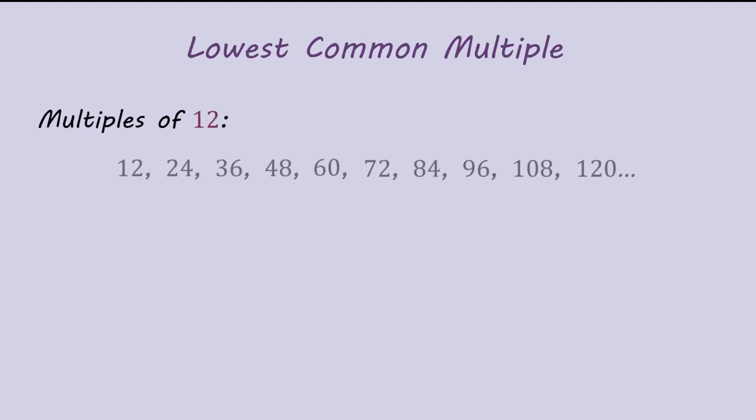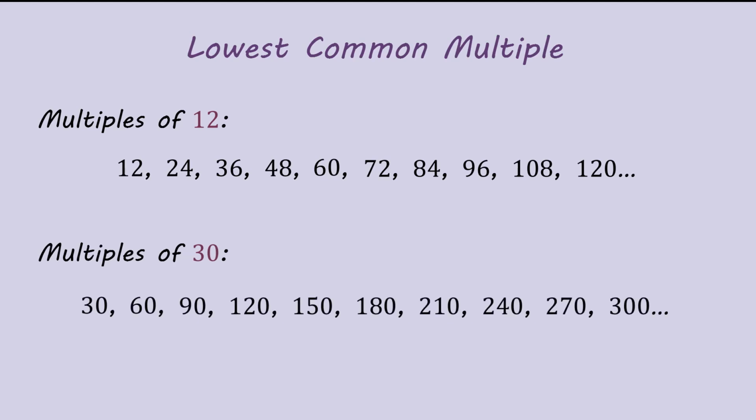We can now look at the lowest common multiple of both numbers. We can stick with 12 and 30. Let's write out the first few multiples of both numbers. Which multiple is common to both? Since the numbers 60 and 120 are in both lists of multiples, and since 60 is the lowest, we can say that 60 is the lowest common multiple of 12 and 30.